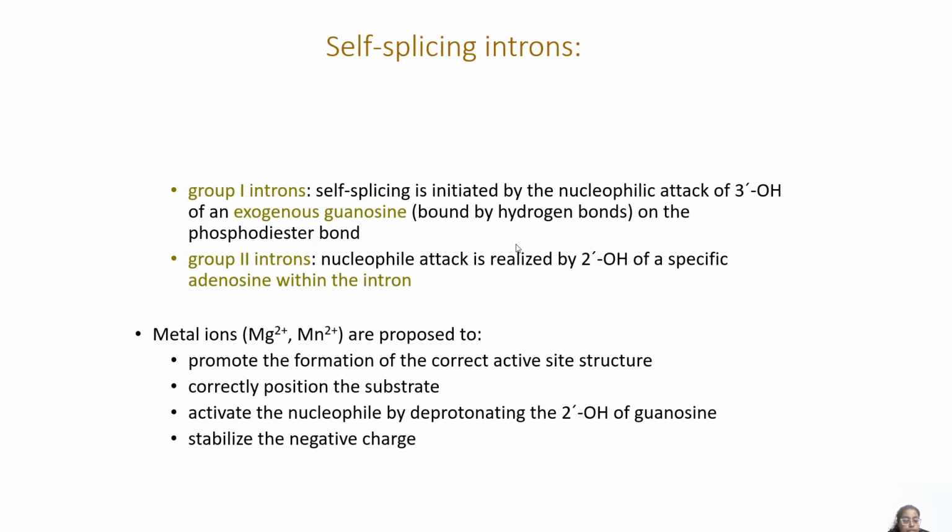So group 1 intron self-splicing is initiated by the nucleophilic attack of 3' OH of an exogenous guanosine on the phosphodiester bond. In group 2 introns, nucleophilic attack is realized by 2' OH of a specific adenosine within the intron. Now, metal ions are proposed to promote the formation of the correct active site structure, correctly position the substrate, activate the nucleophile by deprotonating the 2' OH of guanosine, and stabilize the negative charge.